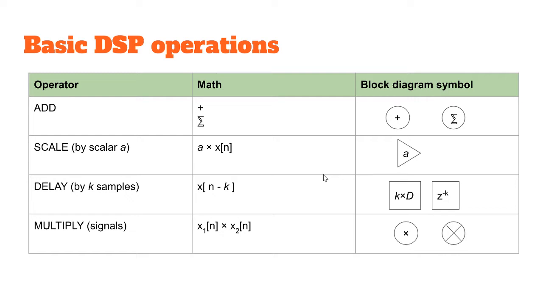Then scaling, meaning multiplying by a scalar number, just an ordinary constant number, meaning you're multiplying the signal by a constant. In electronics, that will be the same as the gain of an amplifier, exactly the same thing.